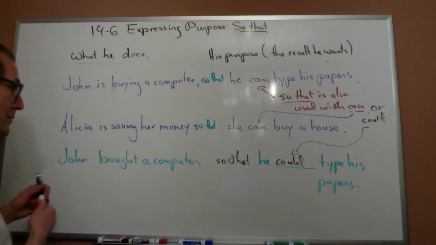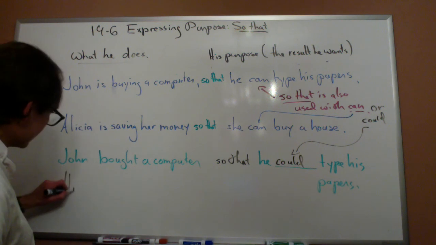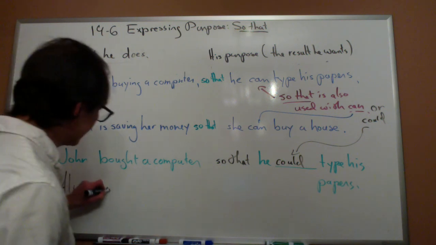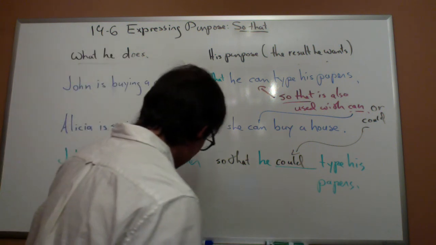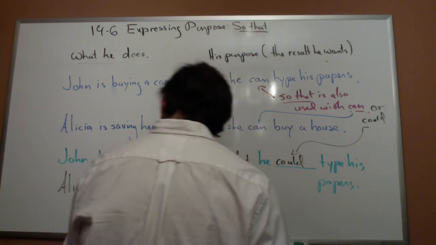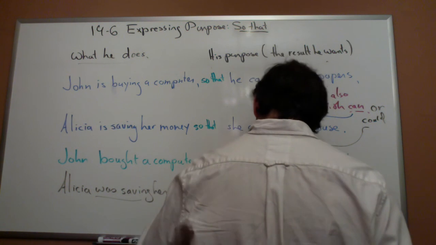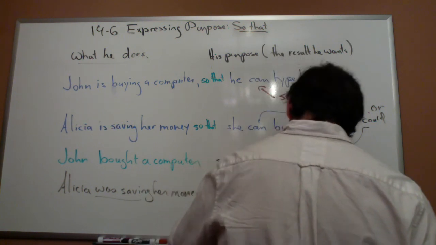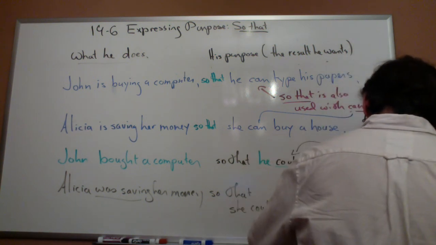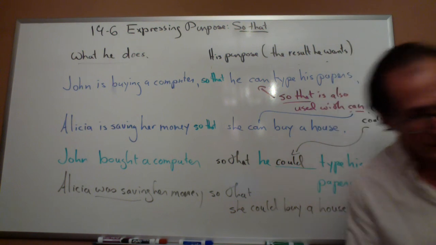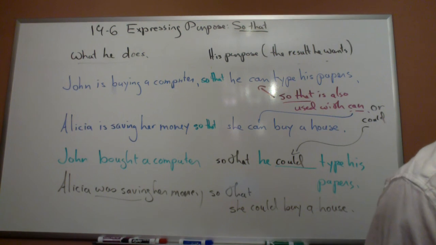Okay, so I will write this on the board now. Alicia was saving her money. Because it's past, I'll use was saving, and then I'll say so that, because this is the thing that she wants, she could buy a house. Okay? Alicia was saving her money so that she could buy a house.